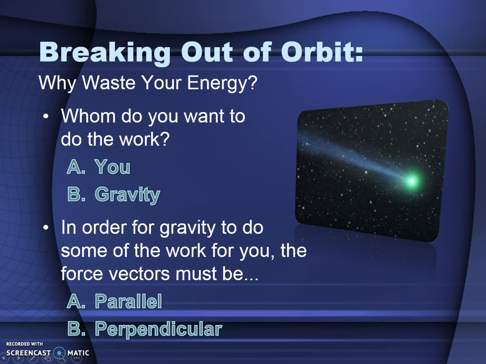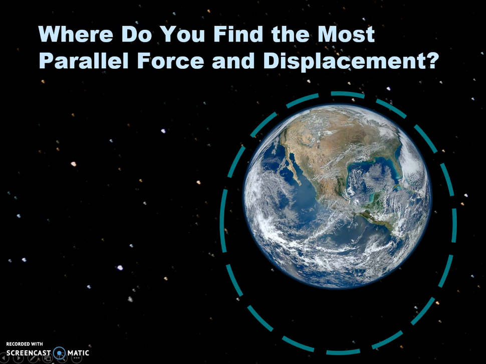Let's see, what were those Schuyler sisters singing about? The greatest vectors in the world? That's right, the greatest vectors in the world are parallel. Well, where do you find parallel force and displacement in an orbit? Let's look and see. How about at the perigee? Up here. Perigee is where you are closest to the surface of the planet. Force. Gravity is a centripetal force, and it goes toward the center of the planet.